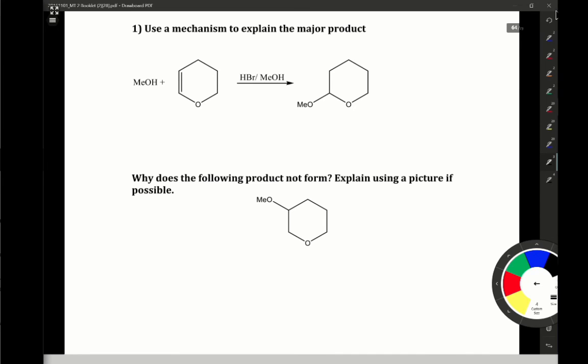So number 1, use a mechanism to explain the major product. I'm going to give you a couple seconds to think about this one, because I think that's important, because on the test you're not going to have some guy, you know, in his house telling you how to do it. So give it a little try. We'll see where we get with it.